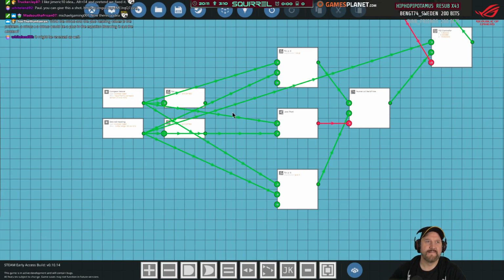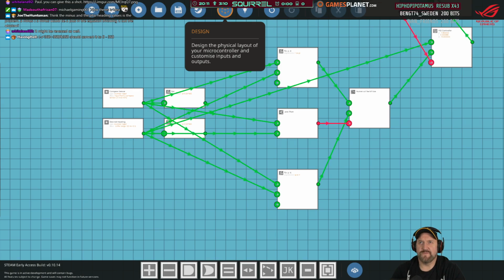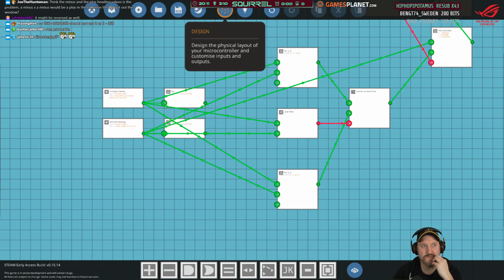It might be reversed as well, Whiteland. What are you on about? The one that we've got at the moment, or compass plus 0.5? Why are you adding 180 degrees onto it? You think the minus and the plus heading values is the problem? A minus x be plus on the equation thrown out the window. I don't know. Nice paint skills.